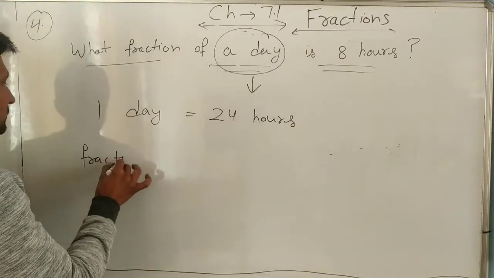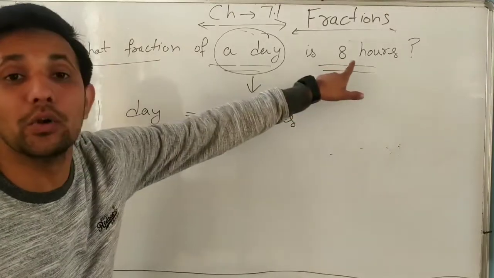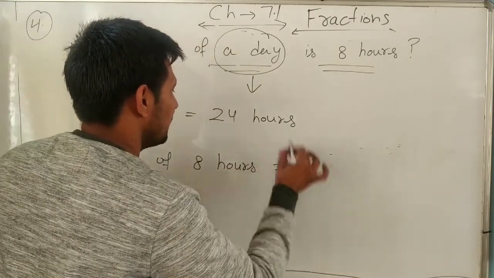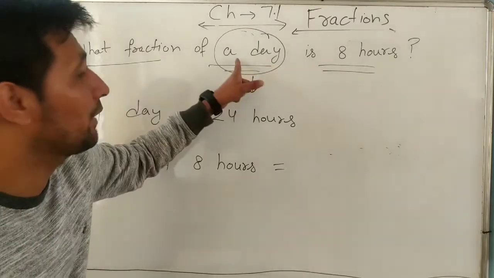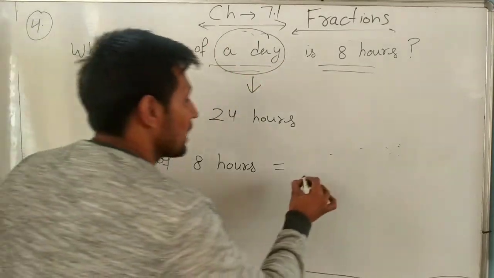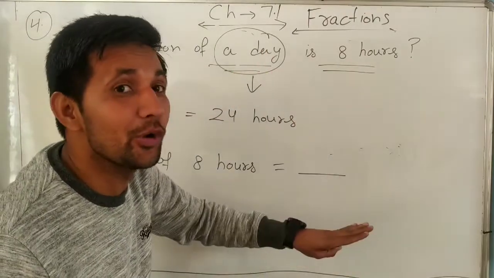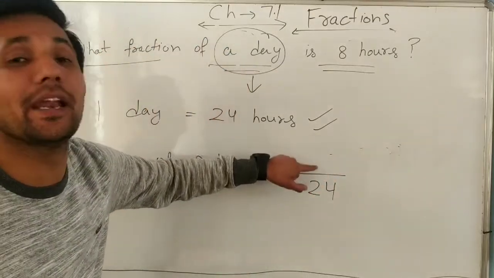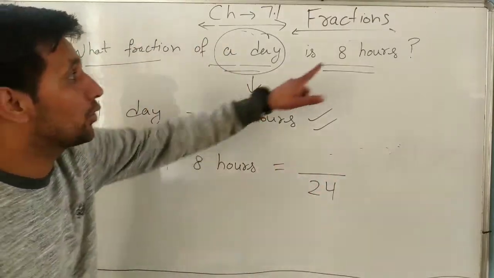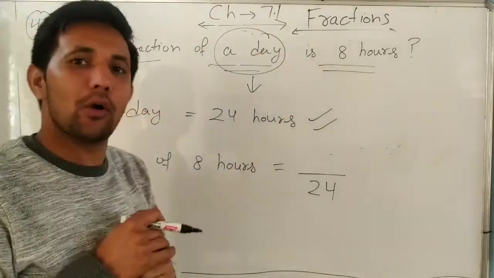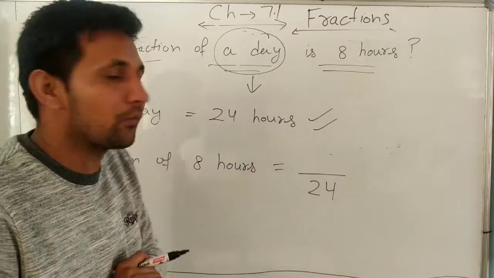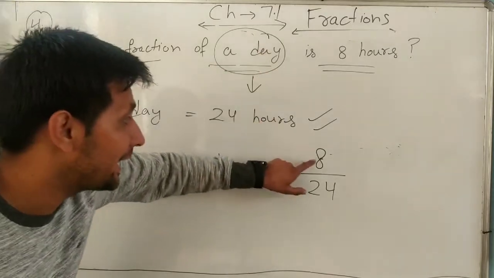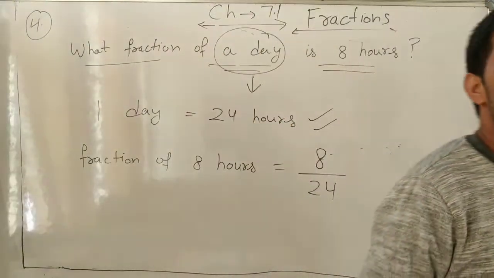So fraction of 8 hours, whose fraction do we want to find? Of 8 hours to a 1 day. Always, as I told you, in the denominator we write the total, 24. And in the numerator, we write the part. Total hours is 24 and 8 hours is a part of 24, yes? So 8 upon 24. What is the fraction of 8 hours to 1 day? 8 upon 24.